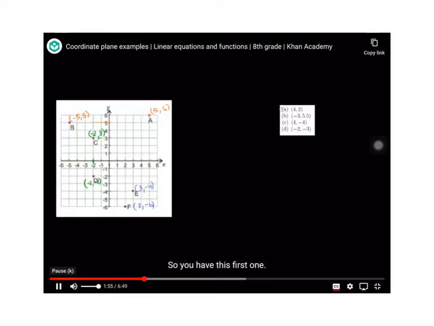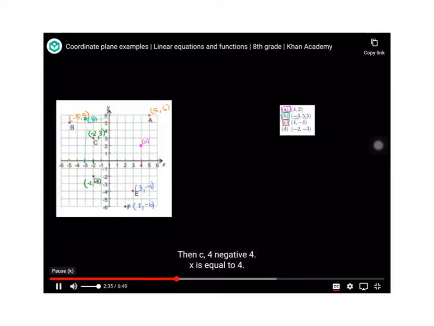So you have this first one. I'll do it lowercase a in parentheses to differentiate it from this uppercase A. So it's at 4, comma 2. X is equal to 4. Y is equal to 2. So that's that point right there. Let's do the next one. Let me do it in a color that you'll be able to read. B. X is equal to negative 3. Y is equal to 5.5. So you go all the way up to 5.5. So that is the point lowercase b with parentheses around it.